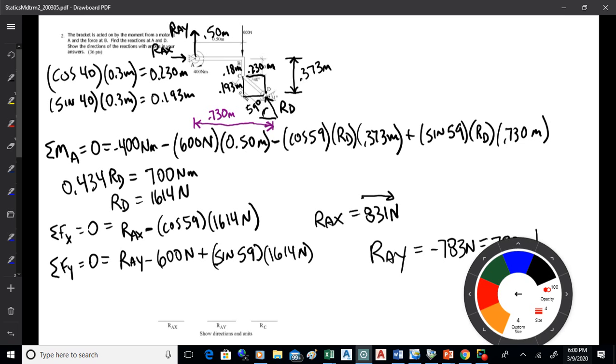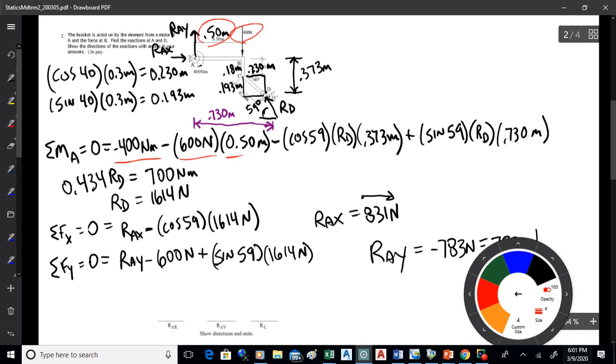All right, take a moment. You're going to take a moment about A, where 2 of the unknowns act, and then solve for RD. So when you sum moments about A, you've got 400 clockwise from the motor, the 600 times the 0.5 moment arm. Now to get to RD, we want to take that angled part of the bracket and do the trigonometry and break it up into x and y components. So cosine of 40 times 0.3 is 0.23, sine 40 times 0.3 is 0.193. So those dimensions get put in there and there.